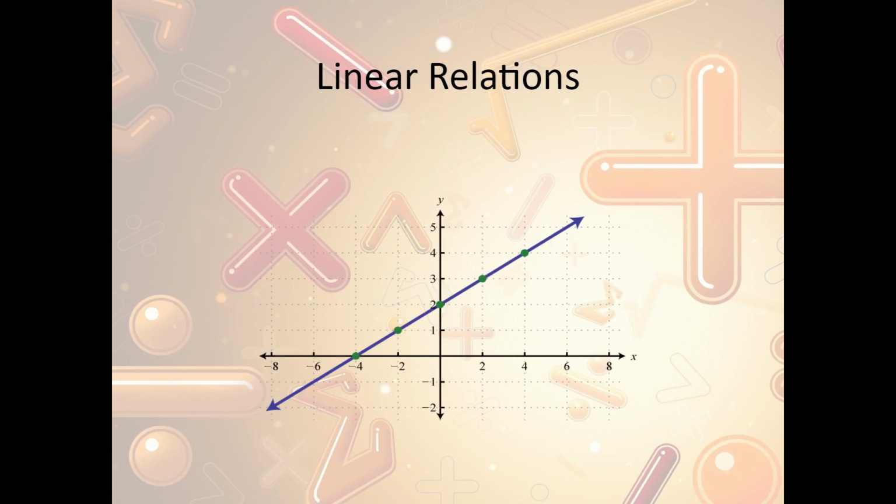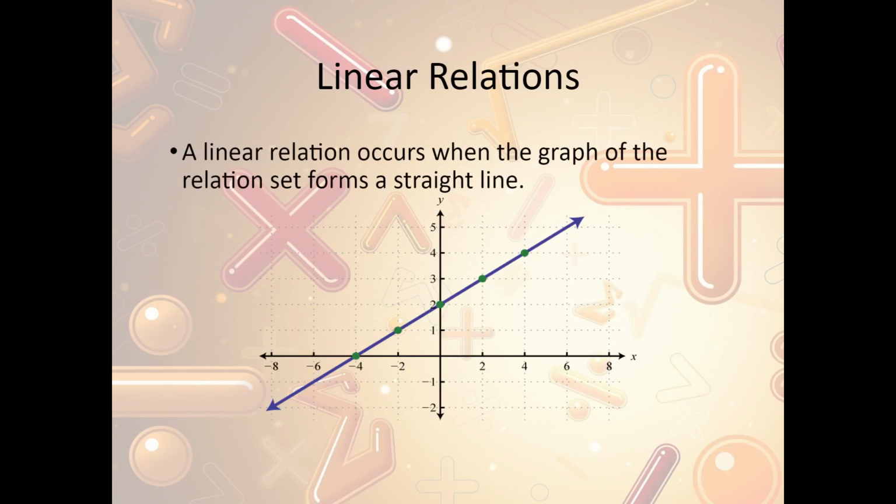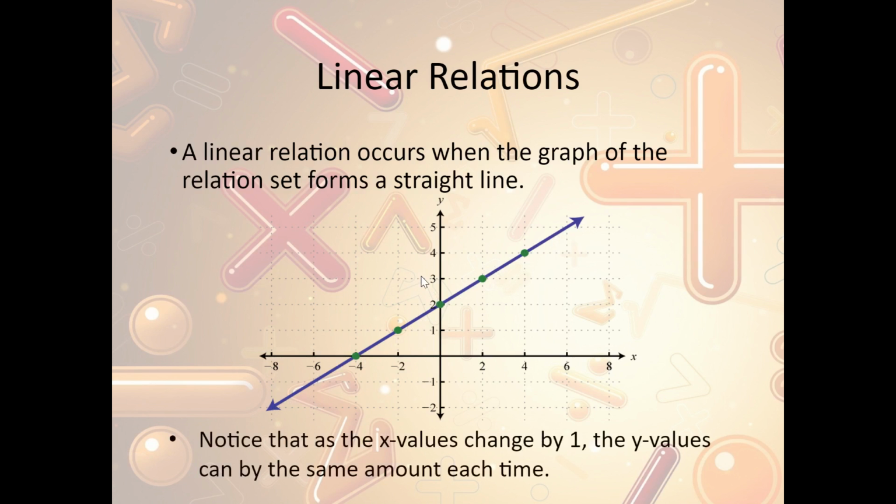Linear relations. What makes something linear? A linear relation occurs when the graph of the relation set forms a straight line. So we have a graph here, and we plotted all the points that they gave us, and when we did that, it forms a straight line. That's a linear relation. Notice that as the x values change by 1, the y values change by the same amount each time, meaning that it keeps stepping up the same amount each time.